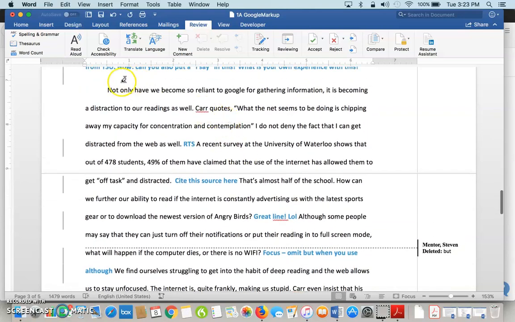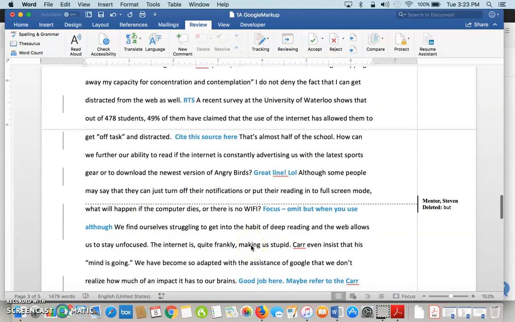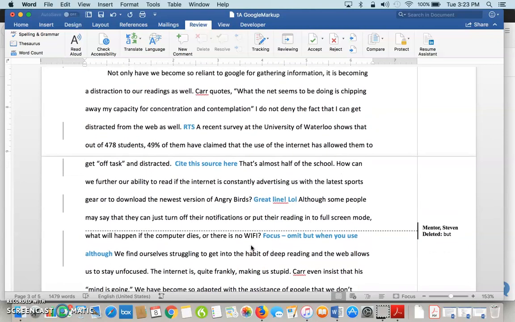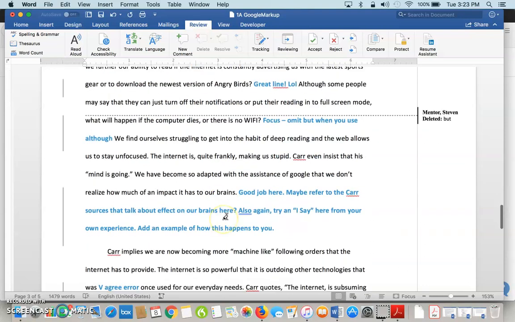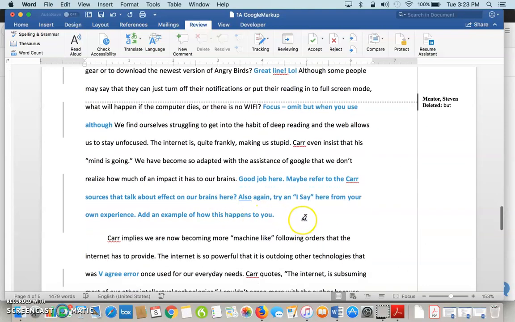Next, we have a really nice, remember, transition. And Carr says, it's chipping away at our capacity for concentration and contemplation. A nice quote that supports this notion of distraction. Again, they use an example of distraction. So down below here, what I say is, refer to the Carr sources that talk about our brains, maybe. Like if we're losing focus, maybe that's because our brains are being rewired. Also, try an I say. Show your own example. So this person is really good at the they say, looking a little bit more for the I say.